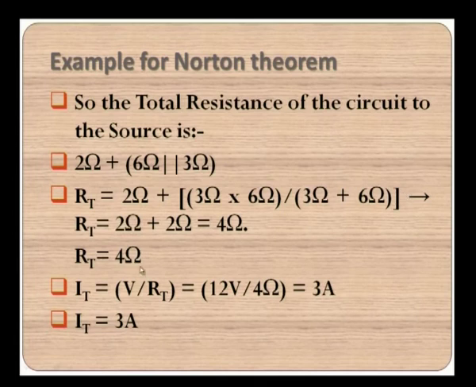When we simplify, we get it is 4 ohm, and then the IT is calculated, which is also the current equivalent. So, it is V divided by the R Thevenin or R Norton, both are one and the same. We find that value as the 3 ampere value. So, I Norton is found, I equivalent is found out as 3 ampere.